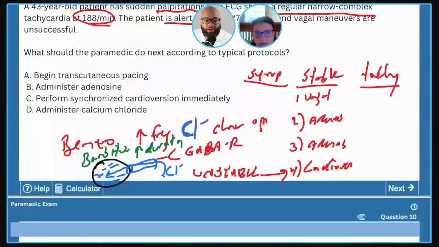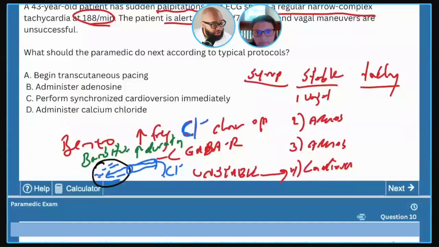So the benzo increases the frequency of the opening of the channel to release chloride into the cell. Which channel? The GABA or the, no, chloride channel. It's going to be the chloride channel, and attached to the chloride channel is the GABA receptor.